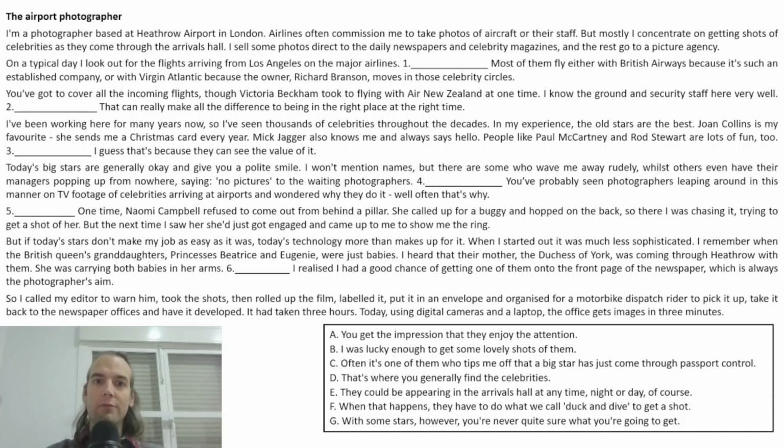Here come the answers with a quick explanation. Number 1, so the key idea is that the flights are arriving from Los Angeles, which is D, where you generally find celebrities. It's Hollywood, it's a place, it's where, okay. Number 2, the photographer knows the security staff well, so those are the people who give them the tips, the advice, like they're telling them the information that a star is going to be there to be photographed.